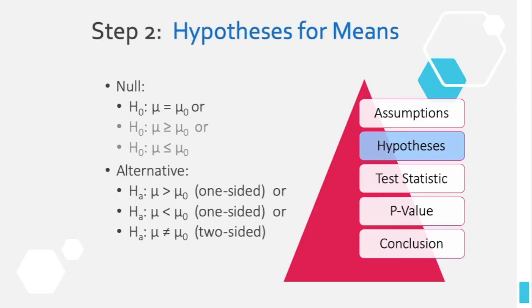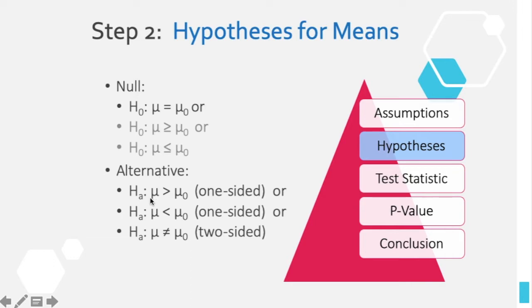So to talk more about the two-sided test, that's our alternative hypothesis symbol of not equal to. And this brings us to step two. So we've covered the assumptions part, and now we're on the hypotheses step. And you can see that these are the other three steps in our five steps for hypotheses tests for means. And the hypotheses tests for proportions will have these same steps, but the details of those steps will look different. They'll have different assumptions, and instead of mu, they'll have p.